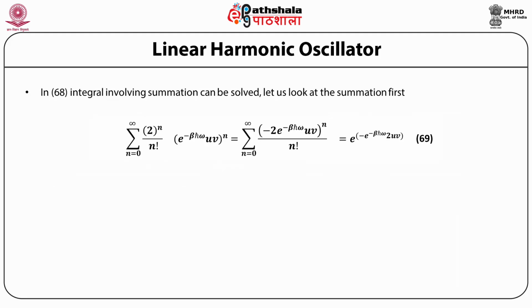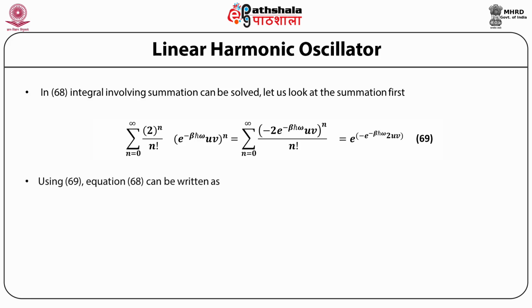The summation over n is equal to 0 to infinity of (minus 2 e raised to power minus beta h bar omega uv) raised to power n divided by n factorial can be written as e raised to power minus 2 uv e raised to power minus beta h bar omega.